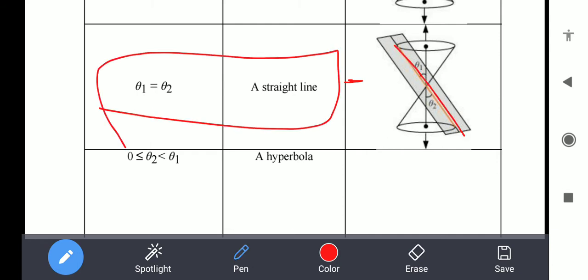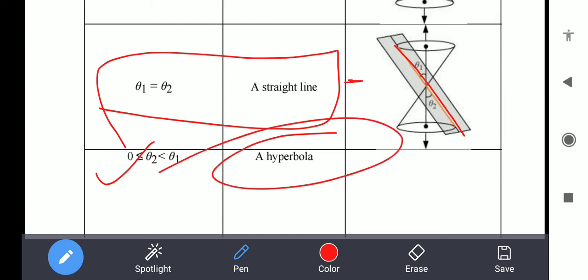When theta 1 is equal to theta 2 and the plane cuts one nappe, a parabola is formed. But when it is cut at the vertex and theta 1 equals theta 2, a straight line is formed. And if theta 2 is greater than or equal to 0 degrees but less than theta 1, a hyperbola is formed. It is also the case in the two nappes, but theta 1 is not equal to 0, it is greater than 0.